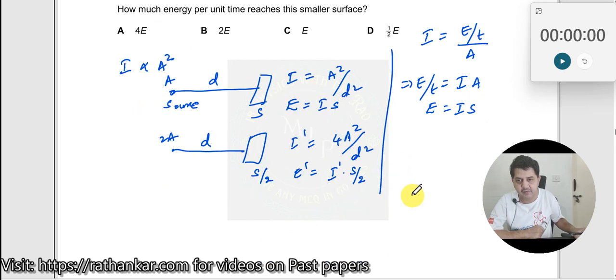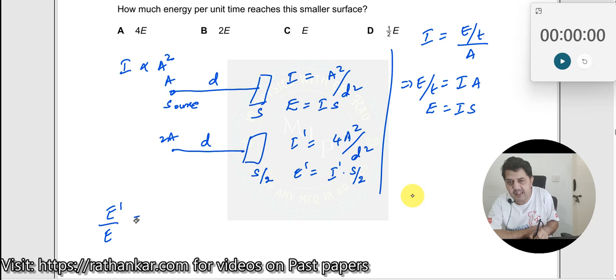Now what we will do is, we will just divide one by the other. E dash by E is equal to I dash S by 2 divided by I into S. This goes away. So I get this as I dash divided by 2I. That's what I get. Remember, I is not current. It's intensity here.